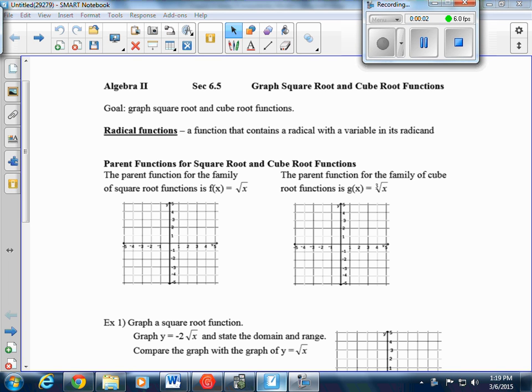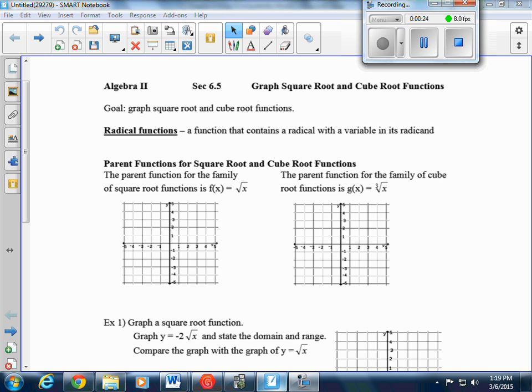Today we're going to be talking about section 6.5, which is on graphing square root and cube root functions. Our goal today is to graph those two types of functions. One, the square roots, and the second one would be the cube roots. So we talk about a radical function. That's a function that contains a radical with a variable in its radicand.